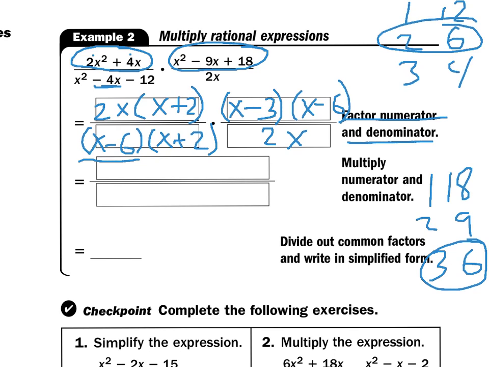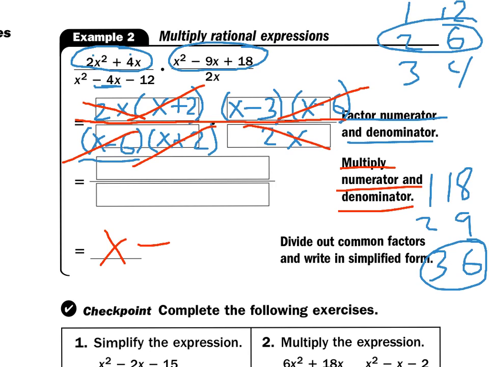All right, let's do a little color change here. Now, let's take a look. What's the same on top as on bottom? Now, they say on the next step to multiply. Well, when you're multiplying, if there's no adding and subtracting, if it's all multiplying stuff, you're just putting a line through anything the same top and bottom. 2x, 2x. x plus 2, x plus 2. x minus 6, x minus 6. What am I left with? x minus 3. And that's my answer.